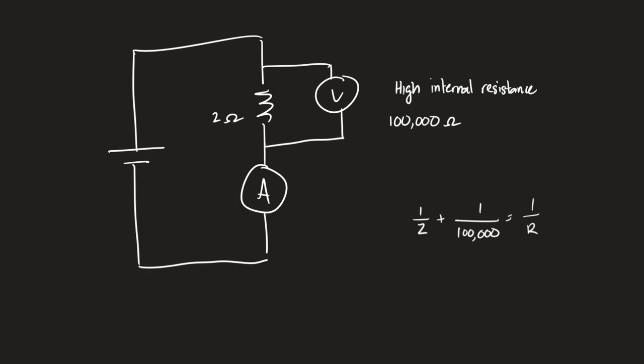I've got my old handy-dandy calculator here. 2 inverse plus 100,000 inverse, add them together, and then invert my response. And I get an equivalent resistance of 1.9996 ohms.